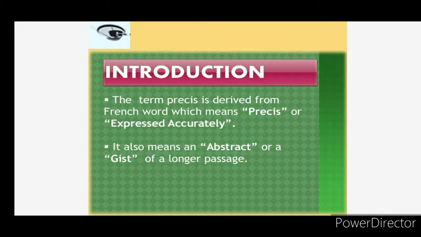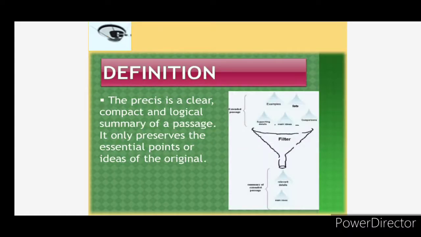The term Precis is derived from a French word which means expressed accurately. It also means an abstract or a gist of a longer passage. So when you read a long passage, you try to extract information out of it, and that is the gist. So the Precis is a clear, compact and logical summary of a passage, and it only preserves the essential points or ideas of the original. So let's study Precis writing in detail.